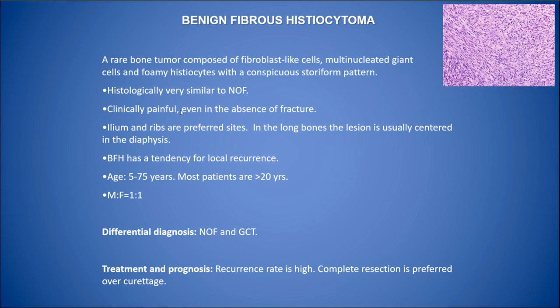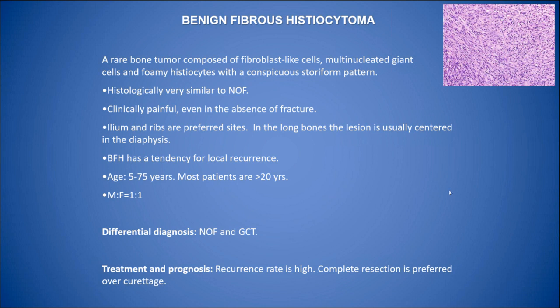Pain is indicative of a growing lesion versus a more quiescent lesion like NOF. The ilium and the ribs are preferred sites, and in the long bones, the lesion is usually centered in the diaphysis. They can also occur in the metaphysis, but they're usually more diaphyseal. So that's another significant difference between NOF and BFH. There is a tendency for local recurrence in benign fibrous histiocytoma. The lesion is mostly seen in adult patients, which is also different from NOF.